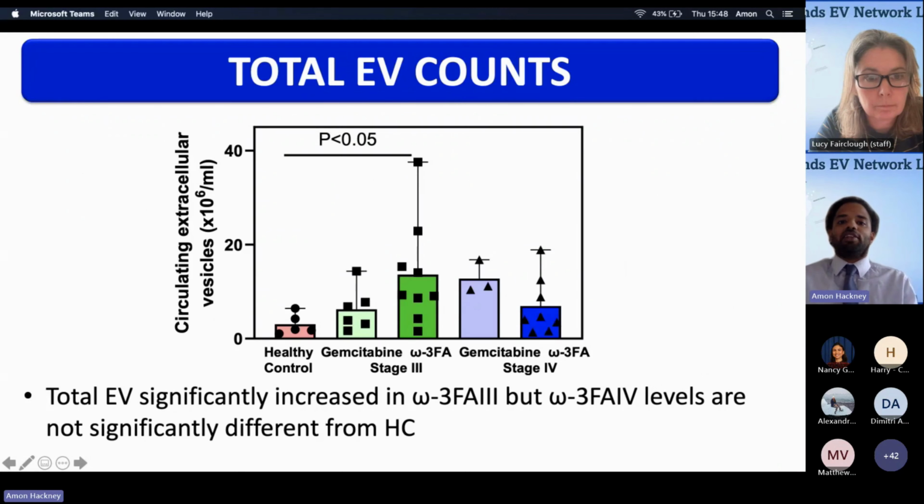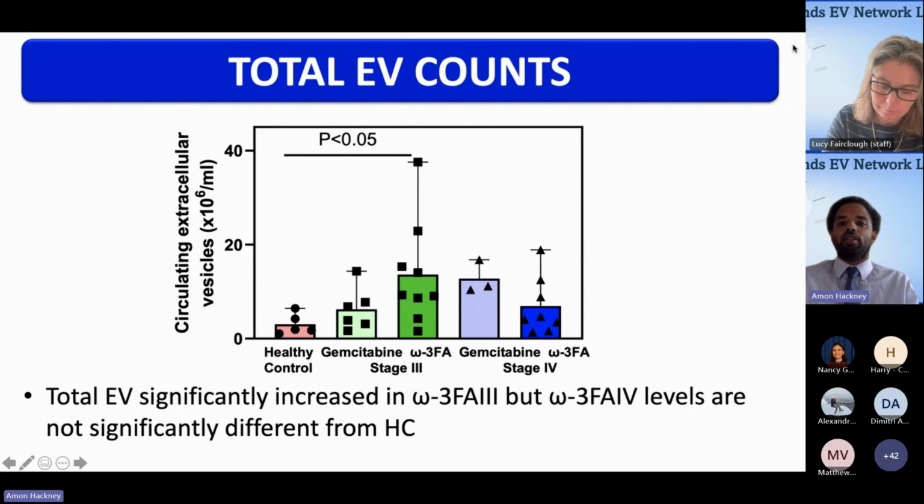So first things first, the total EV counts. We found that the EVs were significantly increased at stage 3 following the supplementation. However, at stage 4, this was not significantly different from the healthy control.